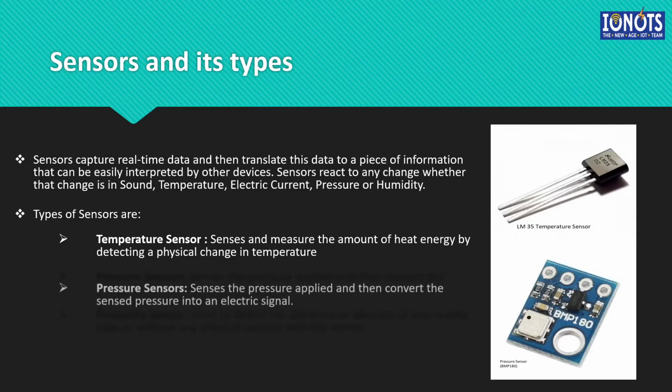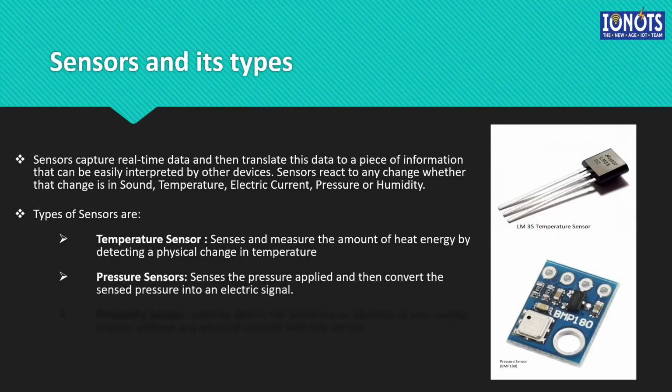The second category of sensors are pressure sensors. Pressure sensors are used to sense the pressure applied and then convert the sensed pressure into an electrical signal. These sensors also sense changes in gases and liquid. If there is a change in the pressure, these sensors will immediately detect that change and then will share the data with the connected systems in a way that the connected systems can understand and process it.